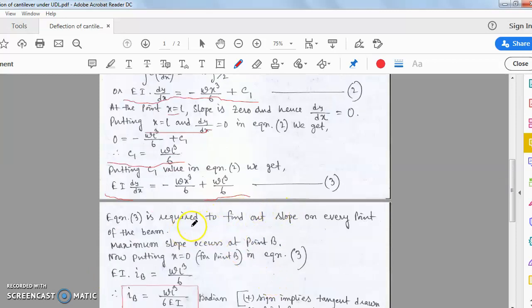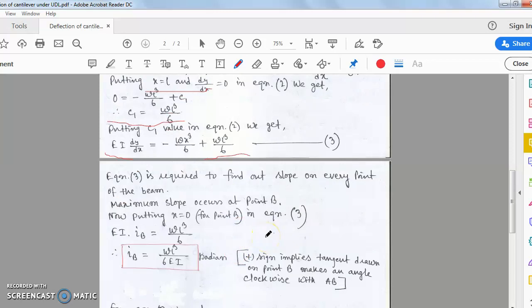With the help of equation 3, we can find the value of slope at any point on the beam, because this expression contains dy/dx, which is nothing but the slope. The maximum slope occurs at point B, the free end, that means x equal to 0. Putting x equal to 0 in equation 3, we get iB equal to WL cube by 6EI, with a positive sign.